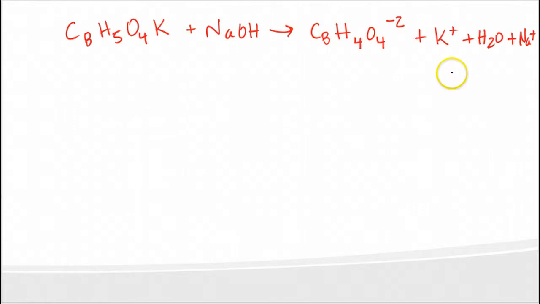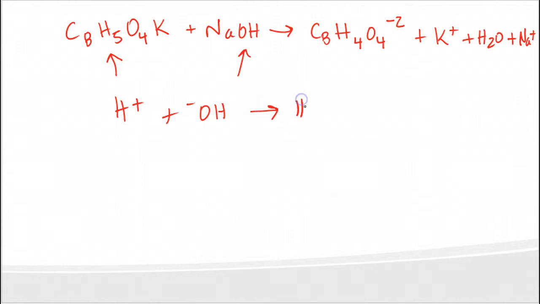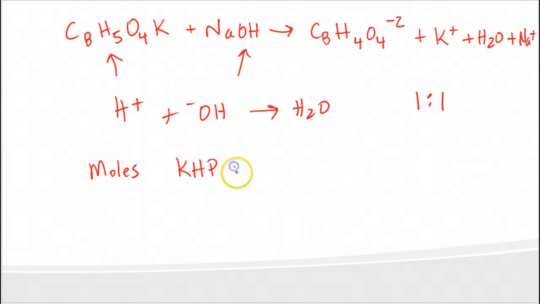Okay, so what's relevant to us is one of these hydrogens neutralizes the sodium hydroxide. So that half reaction would just be this. So what's the stoichiometry? For every 1 molecule of potassium hydrogen phthalate, 1 molecule of sodium hydroxide is neutralized. So the stoichiometry is 1 to 1. So if we have a certain number of moles of potassium hydrogen phthalate, we're going to neutralize the same number of moles of sodium hydroxide. All right, so our moles of KHP, potassium hydrogen phthalate, are going to equal our moles of sodium hydroxide.